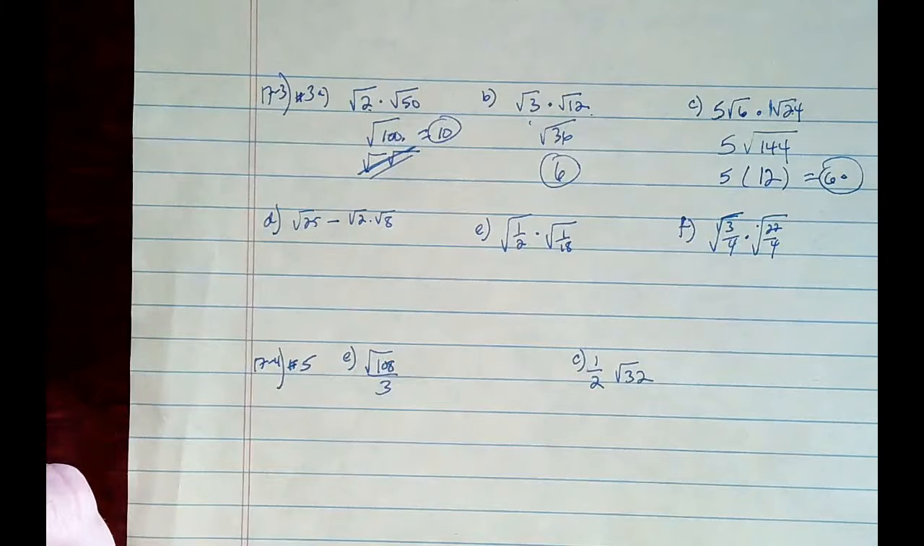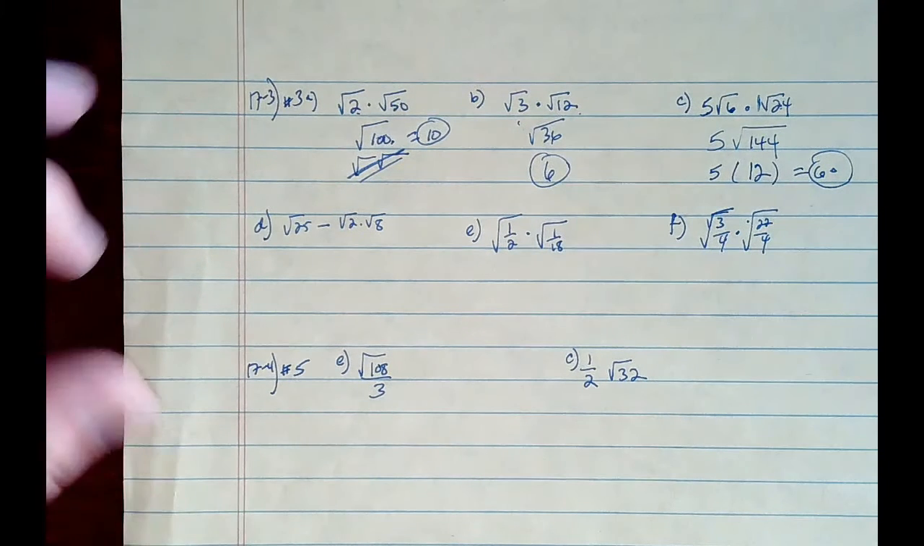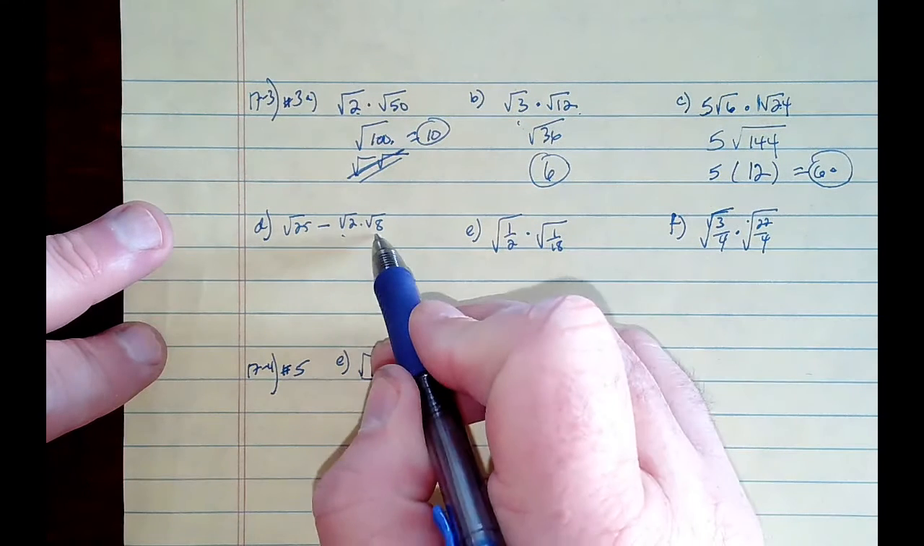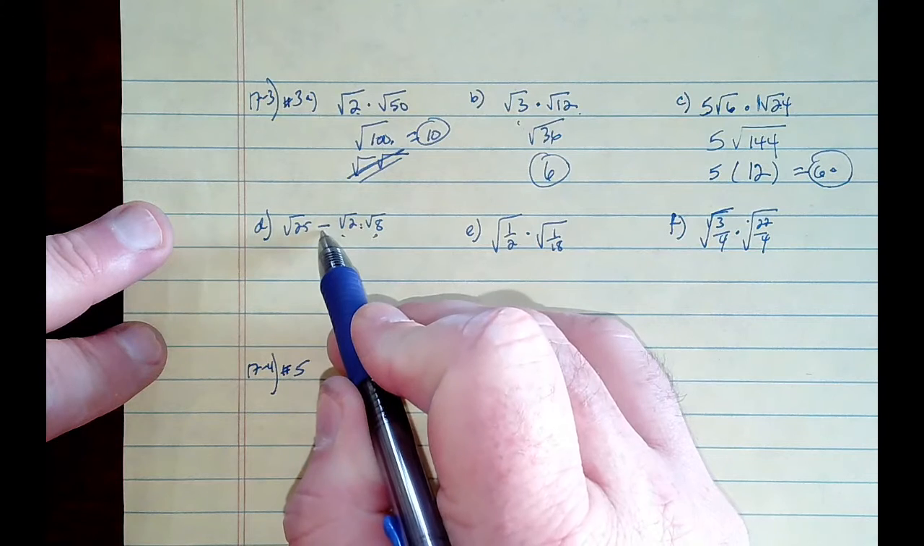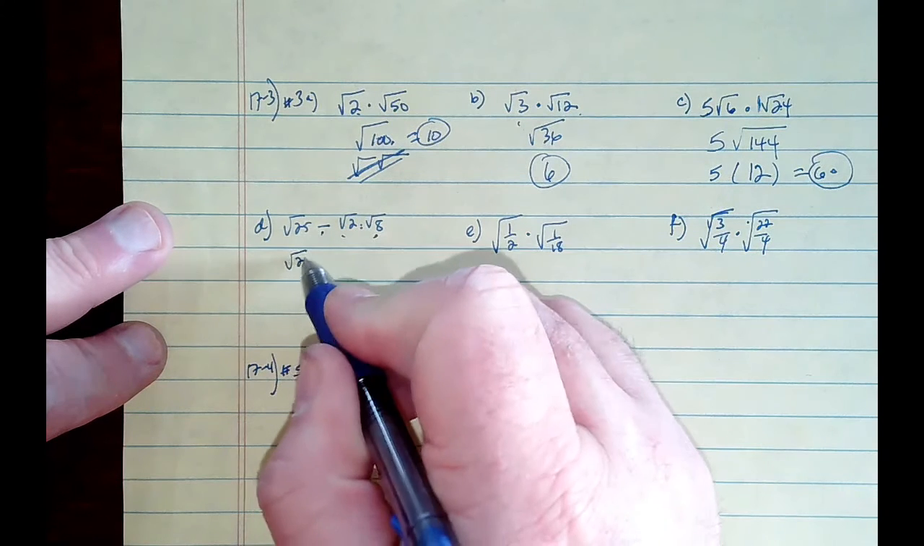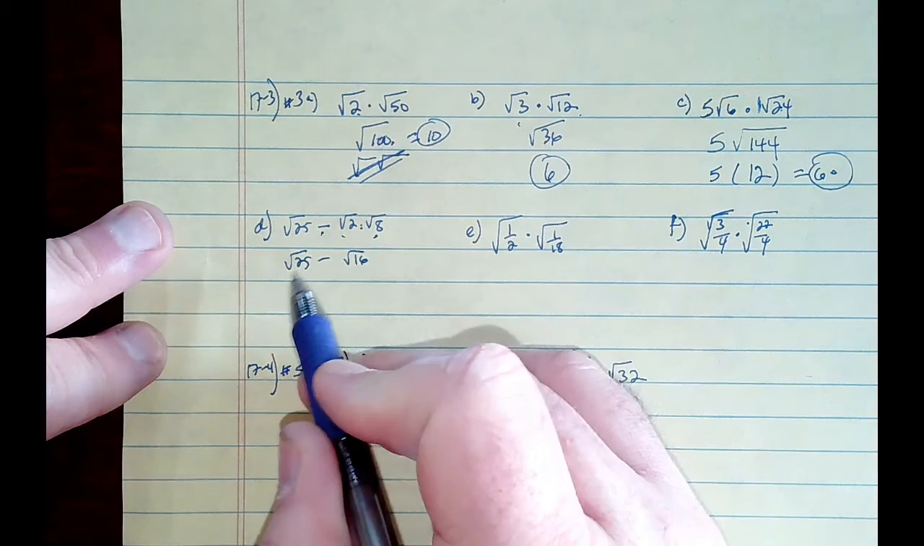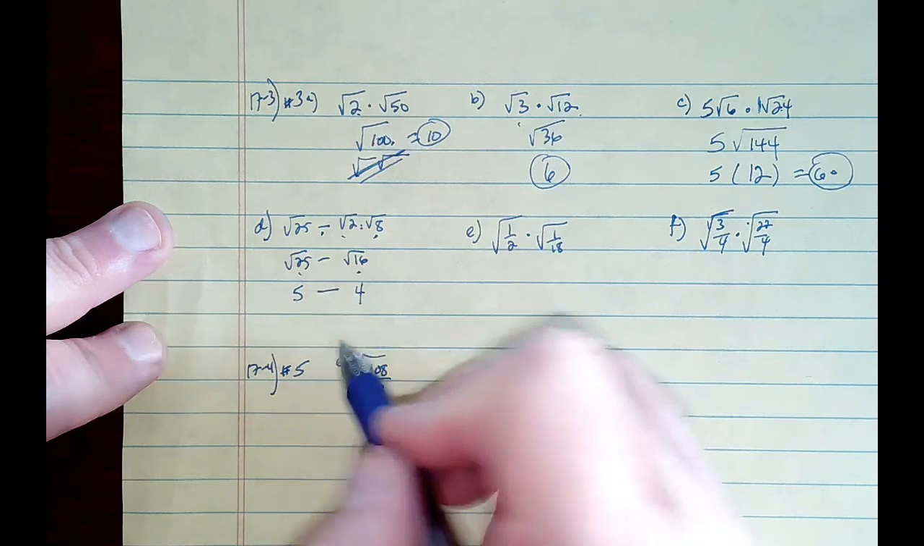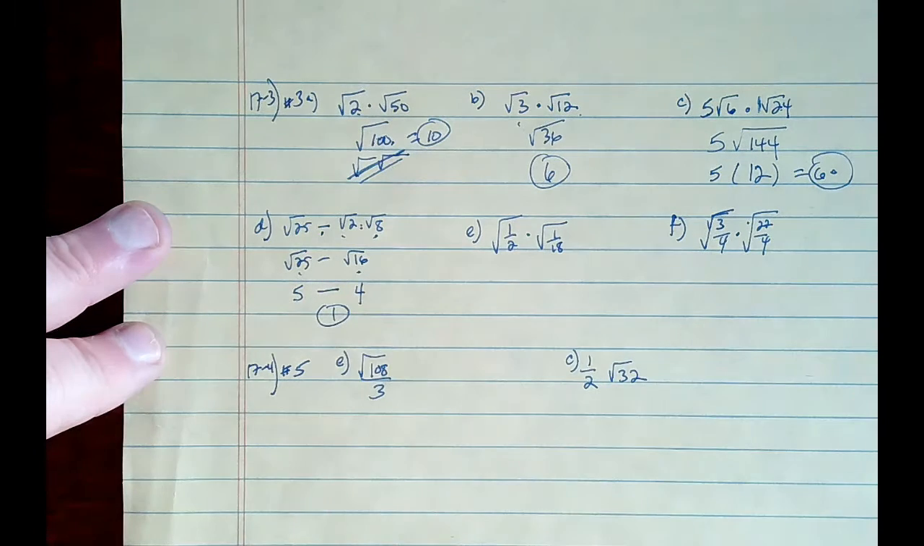Part D, E, and F. Okay, a little bit more complicated. What you would do here is you multiply these two things together first. You do multiplication before you do subtraction. So you have rad 25 minus rad 16. Both of these are perfect squares. That's 5. That's 4. They're being subtracted. That's how you get 1.